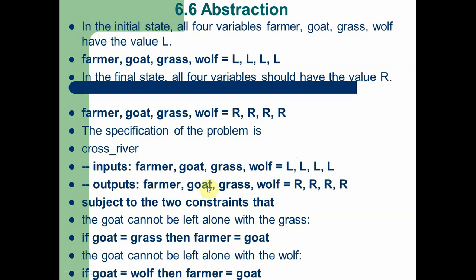So these are the two important parts of the specification, where we name the algorithm cross underscore river, set the properties of the input farmer, goat, grass and wolf, and set the desired output of the algorithm, that is farmer, goat, grass and wolf equal to R. These are some of the conditions where we cannot allow the goat with the grass, or the goat with the wolf.